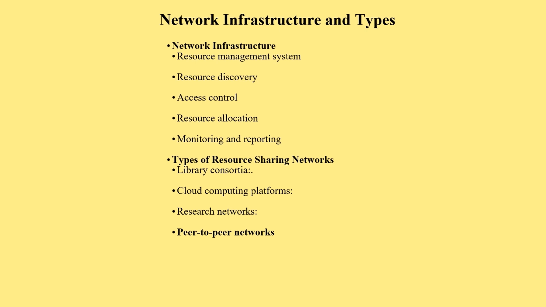Types of resource sharing networks: it can be a library consortium. You also know there are different consortia; I will discuss them in detail in another module on library consortia. Then cloud computing platforms, with multiple users, which we have already discussed in another unit on cloud computing and its varieties. Then resource networks of scientists and researchers within a field, and peer-to-peer networks. So the types of resource networks are the library, cloud computing and peer-to-peer network.